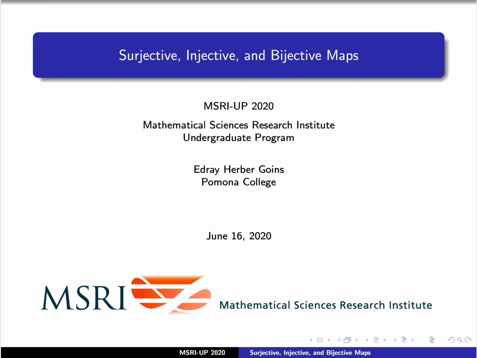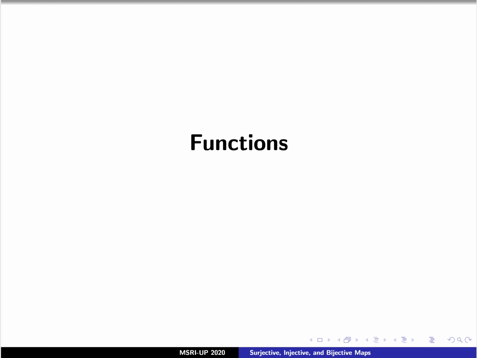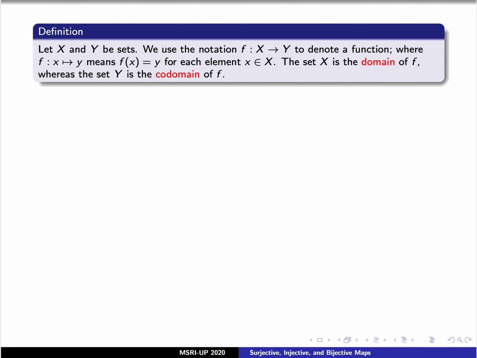Today's lesson, we're going to review some properties of surjective, injective, and bijective maps. To do so, first let's review some definitions involving functions. Let's let capital X and capital Y be sets. We'll use the notation f going from X to Y to denote a function.